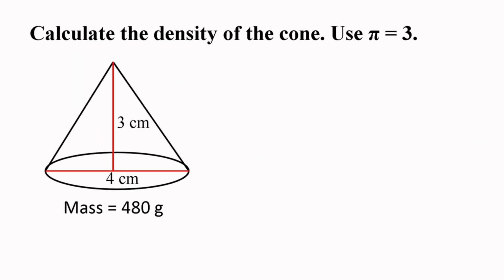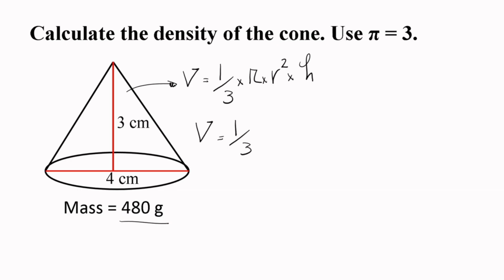Here I have a cone and we want to calculate the density of that. I have the mass of this cone, but I do not have the volume and I need to calculate the volume of this cone. What was the formula for calculating the volume of the cone? 1 over 3 times pi times r to the power of 2 times h, or 1/3 of the area of the base times height. So let me replace the values.